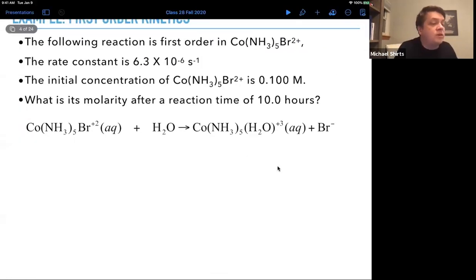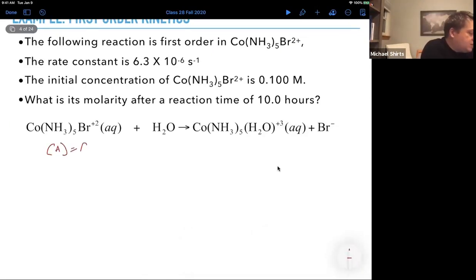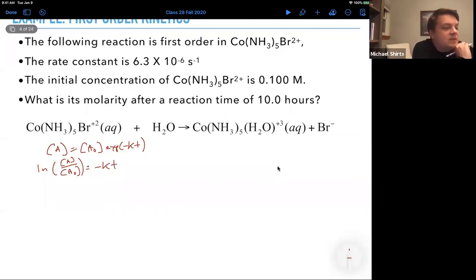So we want to use the integrated rate law. What's the integrated rate law? Concentration of A is equal to A0 times exponential minus kt. One thing I find a little easier to deal with is we divide both sides by A0 and take the logarithm. Then the logarithm of the ratio of A over A0. And now this is all personal preference. Everybody likes to do these in different ways.